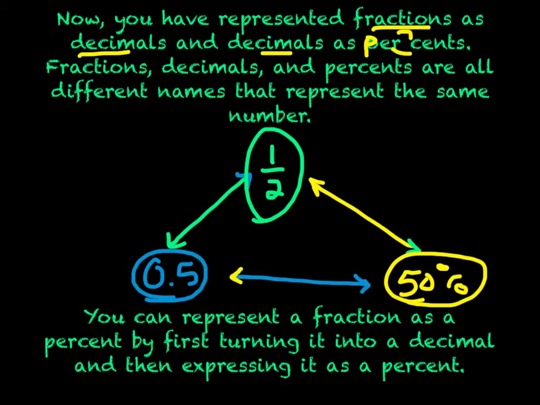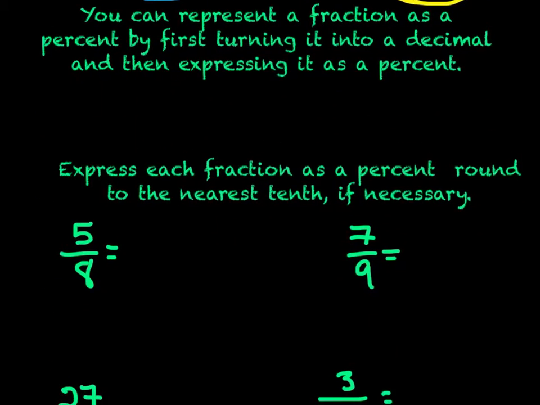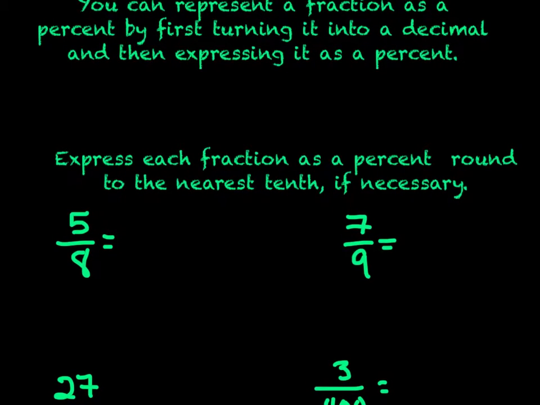We can represent a fraction as a percent by first turning it into a decimal and then expressing it as a percent. So let's actually practice that. Let's represent a fraction as a percent by turning it into a decimal and then expressing it as a percent. We need to first express each fraction as a percent, and we're going to round to the nearest tenth if necessary. So we have 5/8.